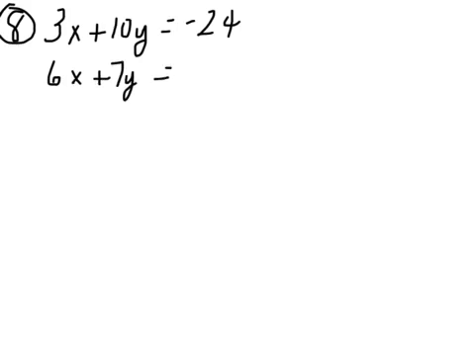Number 8, the system of equations, the two equations are 3x plus 10y is equal to negative 24, and then 6x plus 7y is negative 9.